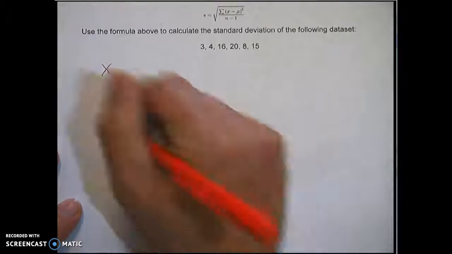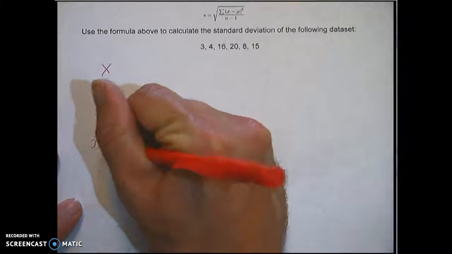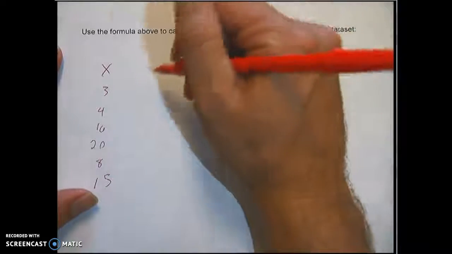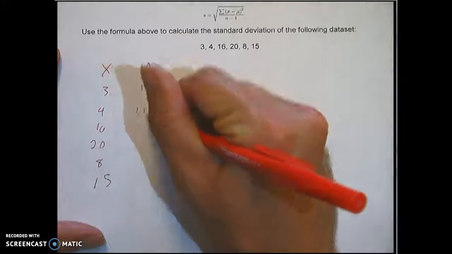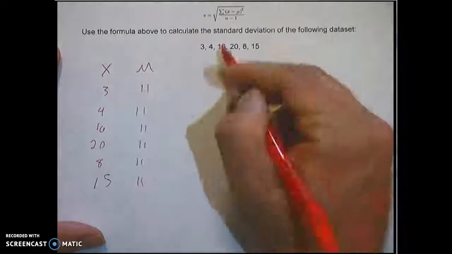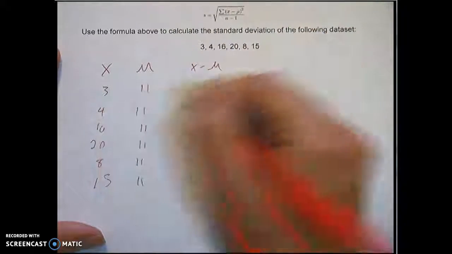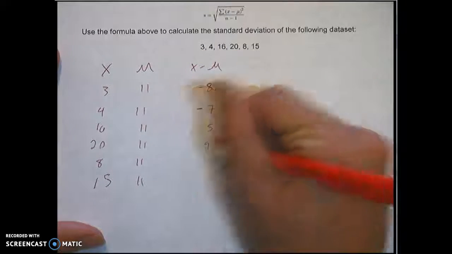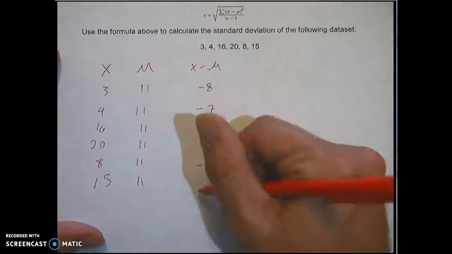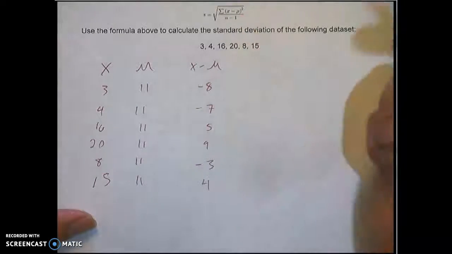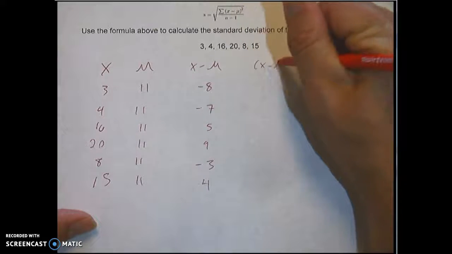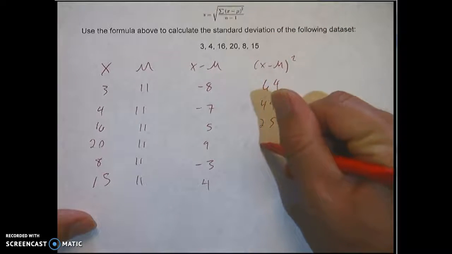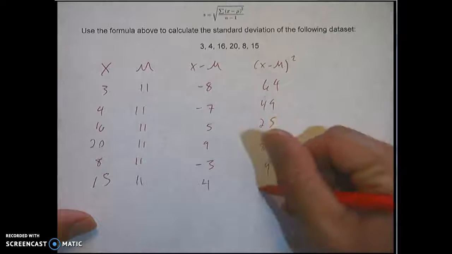So you've got your x's, right? You've got your 3, your 4, your 16, your 20, you've got your 8, and you've got your 15. And you've got your mu, which is your mean, which is 11. First thing you're supposed to do is subtract them. So you've got x minus mu. 3 minus 11 is negative 8, negative 7, 5, 9, negative 3, and 4. And next you want to square them. x minus mean, squared. So 8 squared is 64, 49, 25, 81, 9, 16.